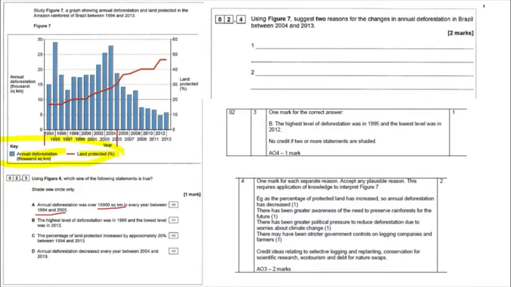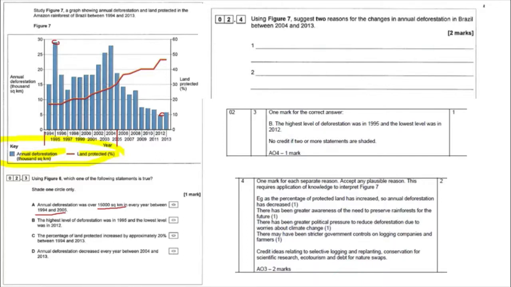The highest level of deforestation was in 1995 and the lowest was in 2012. So again, let's have a look. 1995, well, that's definitely the highest. And the lowest it said was in 2012. That's the lowest. So that must be true. Therefore, I'm not going to worry about the other 2. I'm going to move on.